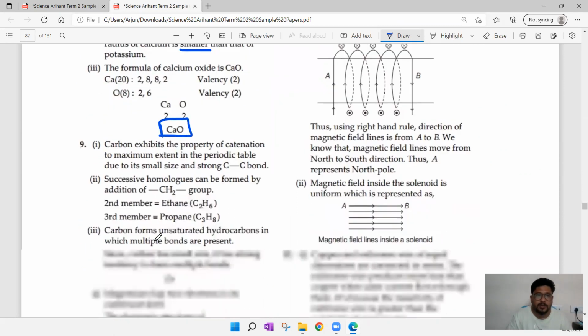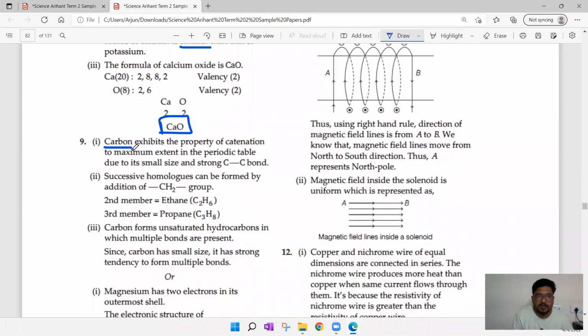Okay, coming to the 9th one. Answer: carbon. Write that and underline carbon. It exhibits the property of catenation to maximum extent in the periodic table due to small size and strong carbon-carbon bonds being formed. You can write whatever reason you want. You can write it has the capacity of tetravalence. So it cannot lose electrons, it cannot gain electrons, it can share electrons, covalent compounds. So why is it strong? Covalent bonds between carbon and carbon are so strong. Whatever reason you want, you can write.